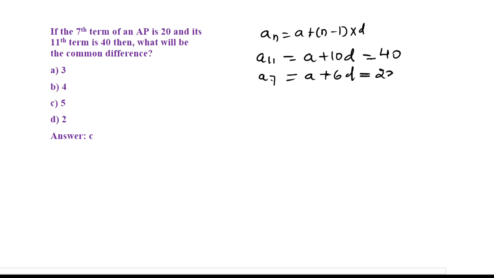What I'll do, I'll subtract the second equation from first. A gets cancelled. 10d minus 6d is equal to how much? 4d. 4d is how much? 20. So what is d? d is equal to 5. So what is the common difference? 5. Correct? Okay. Let's take the next question.